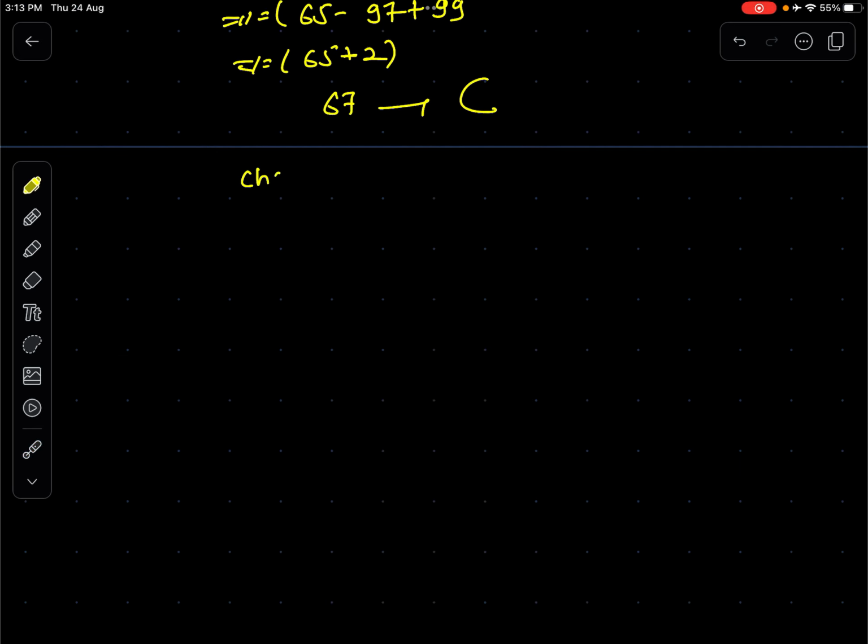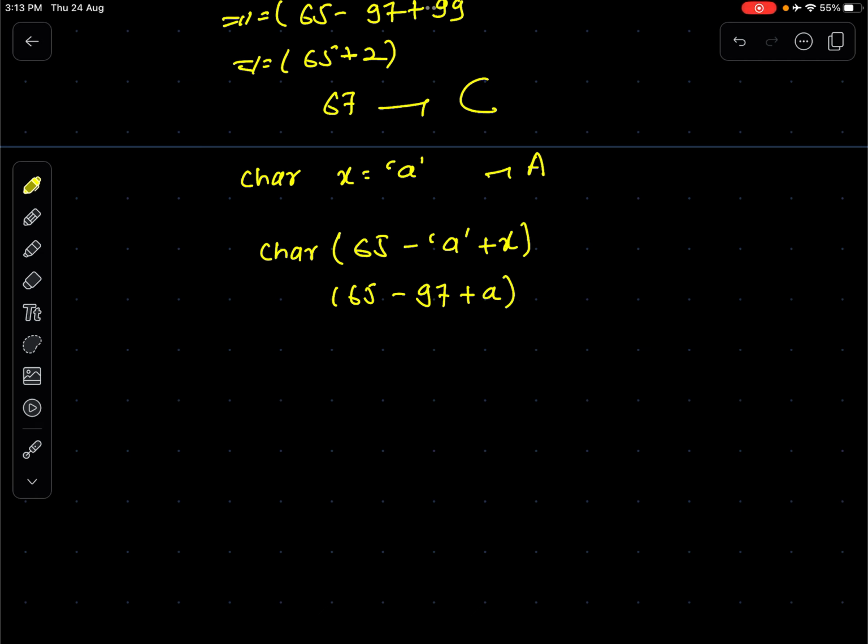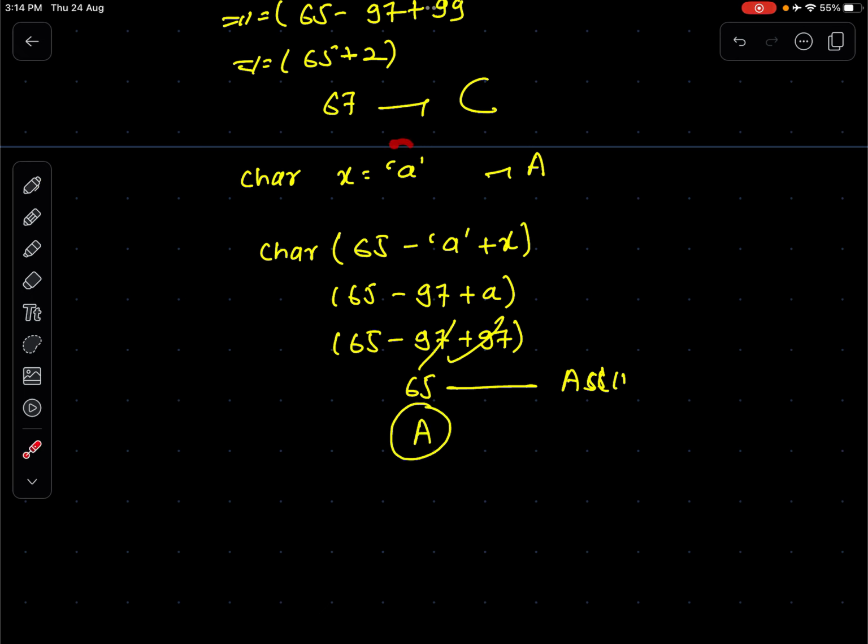Say for example I have x equal to smaller a, and I want to convert it into the capital A. So what I will do is typecast it, that is 65 minus a plus x. So it would be 65 minus 97 plus smaller a, so 65 minus 97 plus 97. It would end up giving you 65, which is the ASCII value of capital A, right? So this is how we converted a small a into my capital A. I hope you got me.